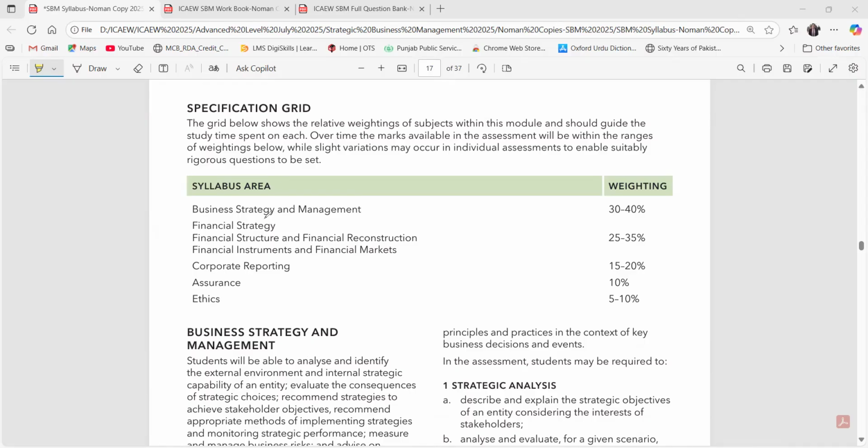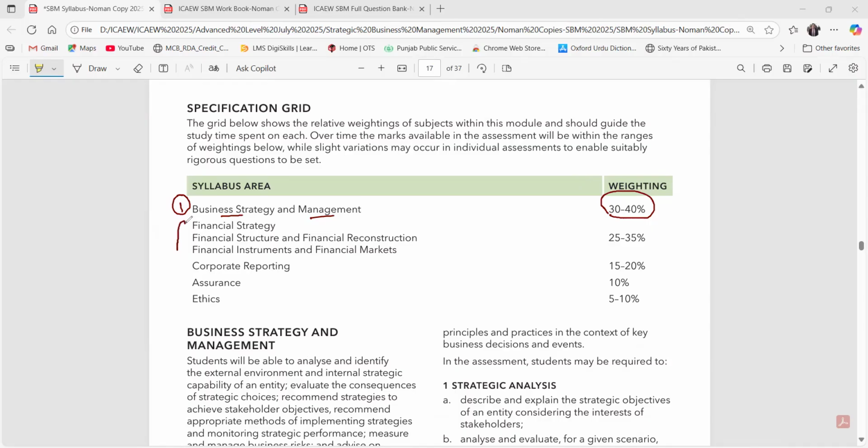As we know, there are 5 components of our SBM exam. The first one belongs to your business analysis portion. It talks about business strategy and management, and the percentage is around 30 to 40%. So a major chunk of your syllabus belongs to business strategy and management. Considering its percentage, you should spend a significant amount of time on its preparation because you can expect different parts, different sections from this portion.